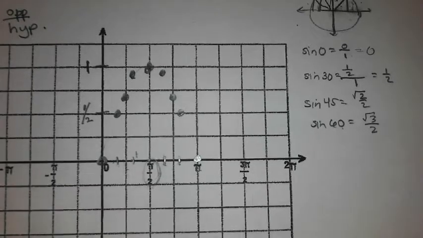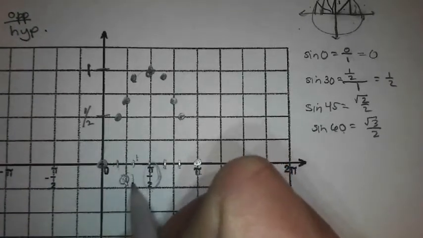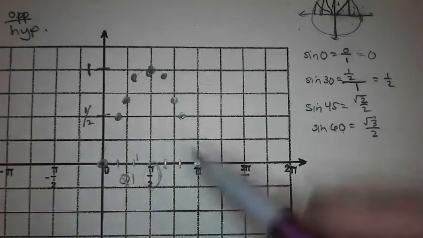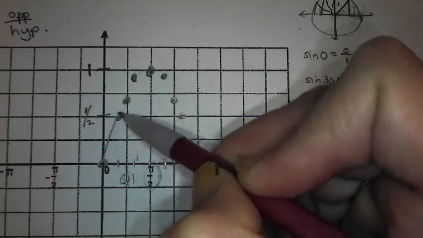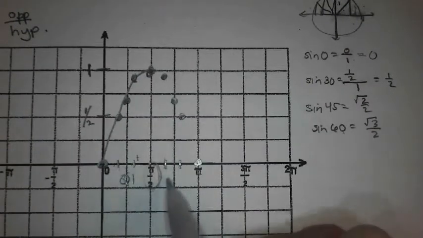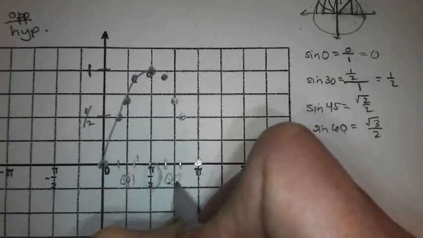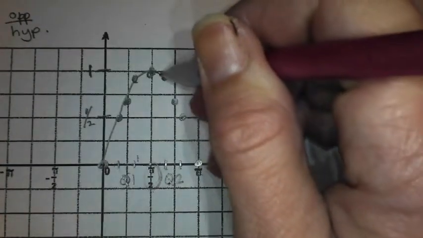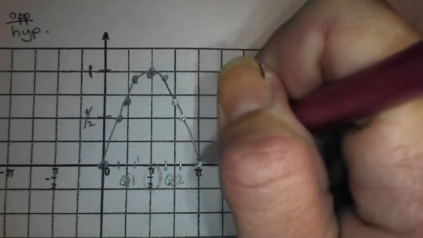Okay? Now, this is quadrant 1. Agreed? Your opposite side is growing, so you're increasing. Between pi over 2 and pi, this is quadrant 2. Your opposite side is still positive, but it's shrinking.